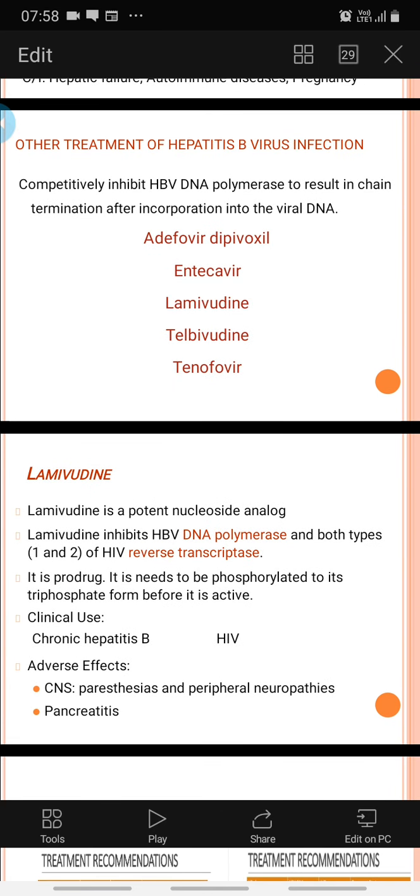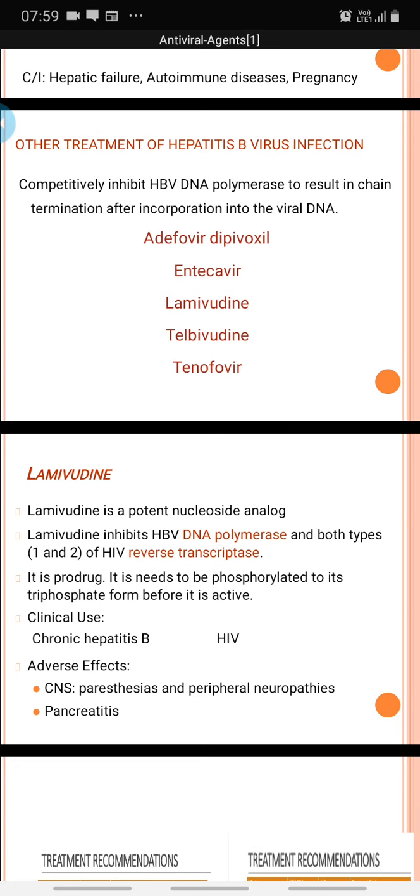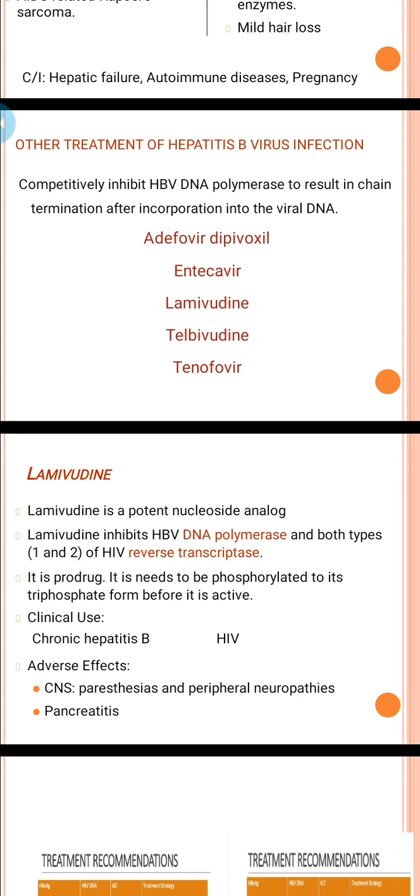Lamivudine is a potent nucleoside analog. This inhibits the hepatitis B virus DNA polymerase and both types of HIV reverse transcriptase. So lamivudine has two types of action: it inhibits the DNA polymerase of hepatitis B, as well as in HIV it inhibits the reverse transcriptase. It is a prodrug. It needs to be phosphorylated into its triphosphate form before it is active. So just like acyclovir, it also needs to be converted into this triphosphate form.